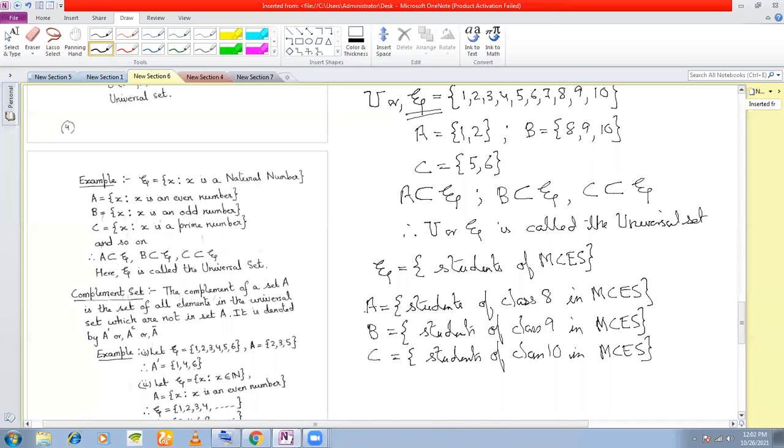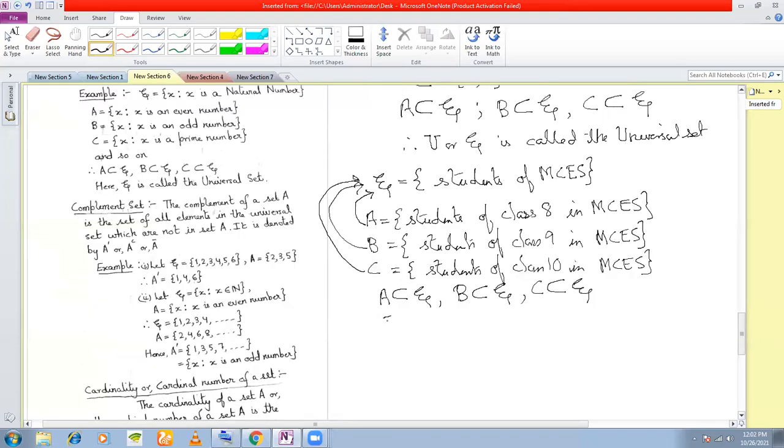What you see is that all the elements of A are in Xi, all the elements of B are in Xi, and all the elements of C are also in Xi. That means A is a subset of Xi, B is also a subset of Xi, and C is also a subset of Xi. So that means Xi is the universal set of A, B, and C. Is the concept of universal set clear, or any question you have? No question?